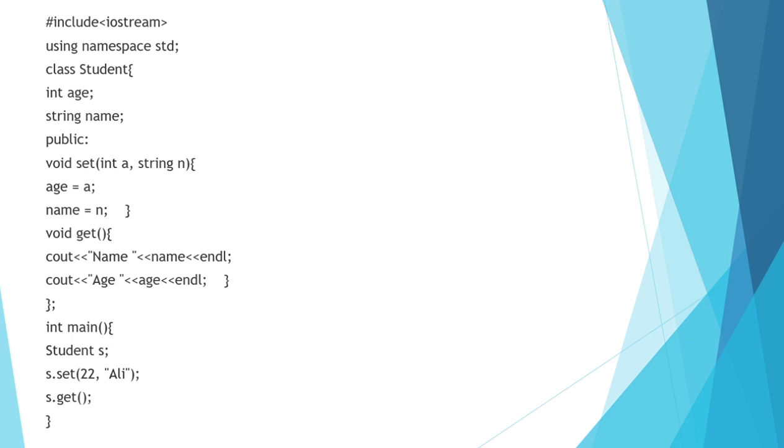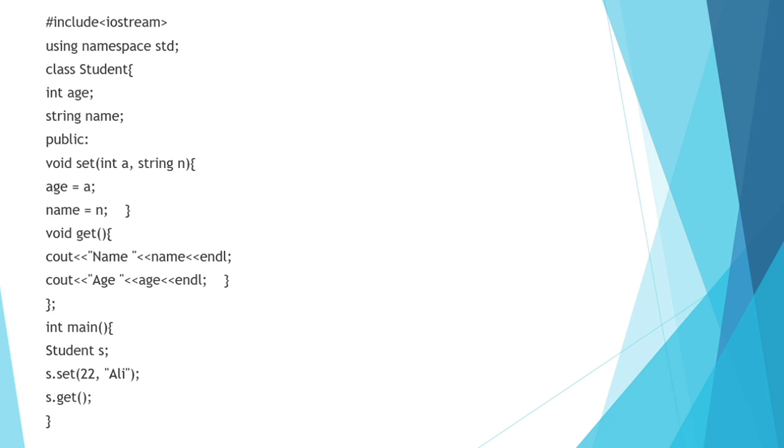The set function takes two parameters, an integer a and a string n, and assigns them to the age and name attributes of the object. The get function prints the stored values using cout. This class demonstrates encapsulation by keeping the data members private and providing public methods to modify and access them.